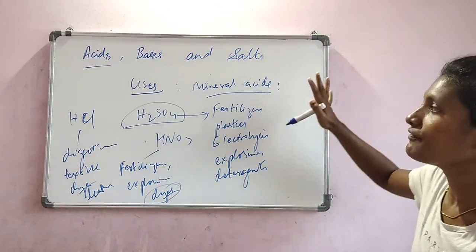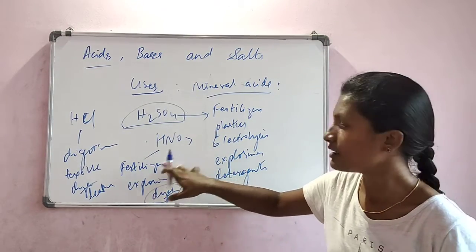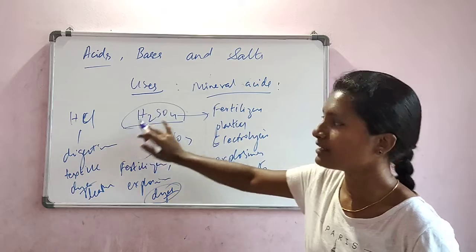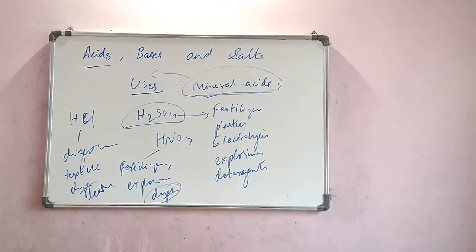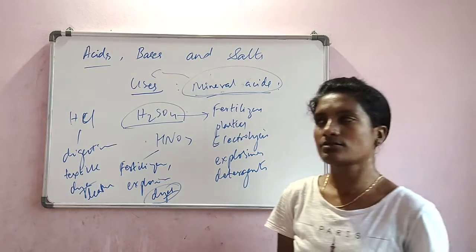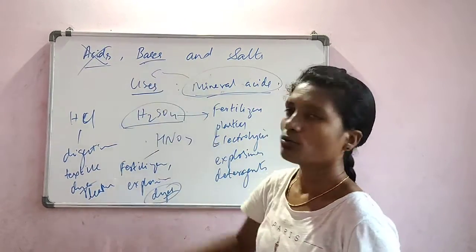So these are the uses of acids. We basically talk about three strong acids: sulfuric, nitric, and hydrochloric acid. And these are also called mineral acids. This is the uses. So that is all about acids. We have discussed all about acids. Now we will move on to bases.